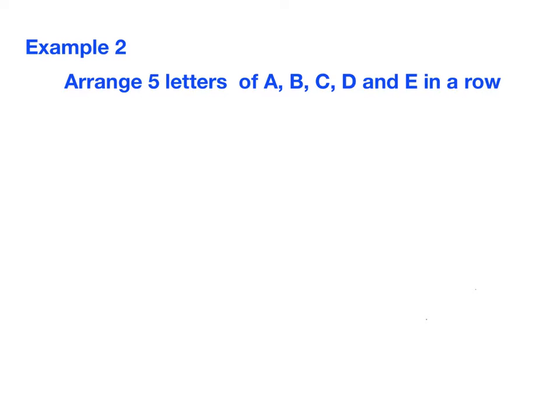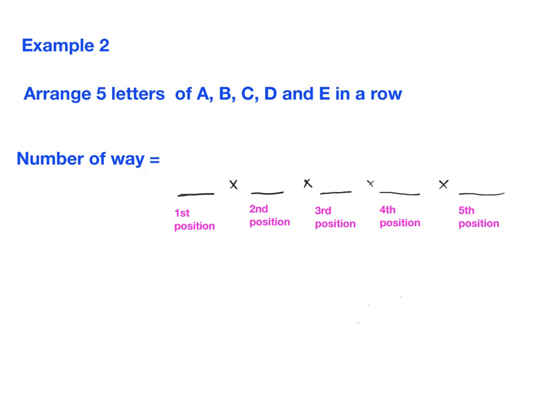In example 2, you have 5 letters A, B, C, D, and E. Arrange them in a row. How many ways can you arrange them? So you have to decide 5 tasks, for the 5 positions. At the first position, how many choices do you have? We can put in A, B, C, D, or E. So there are altogether 5 choices for the first position.